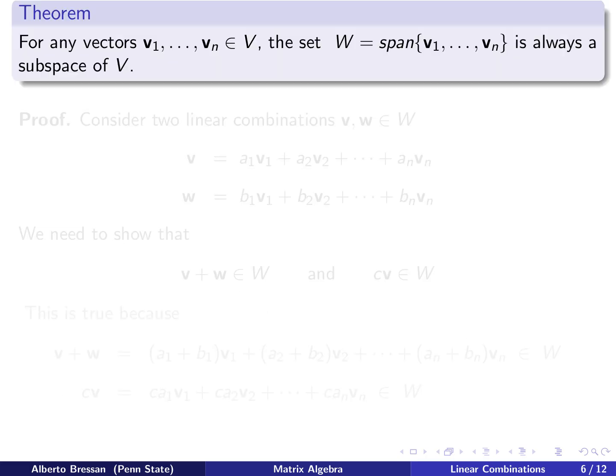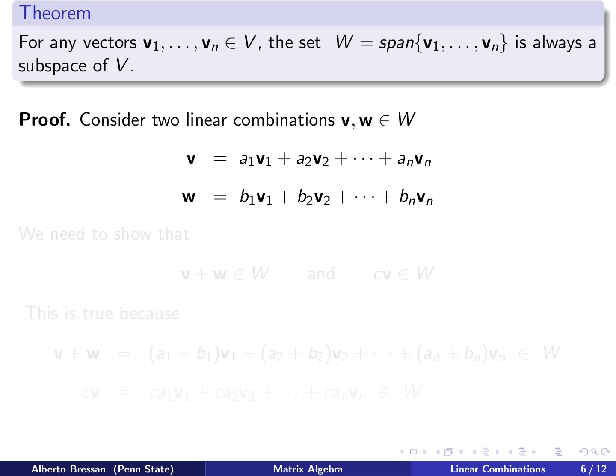Now here is an important theorem. It says that for any vectors in the vector space V, so V1, V2, and Vn, they all belong to V, then the set W, which is the span of these vectors V1, V2 to Vn, is always a subspace of V. Okay, so let's try to prove it. Okay, so here's the little proof. Let's consider two linear combinations. Let's call them V and W.